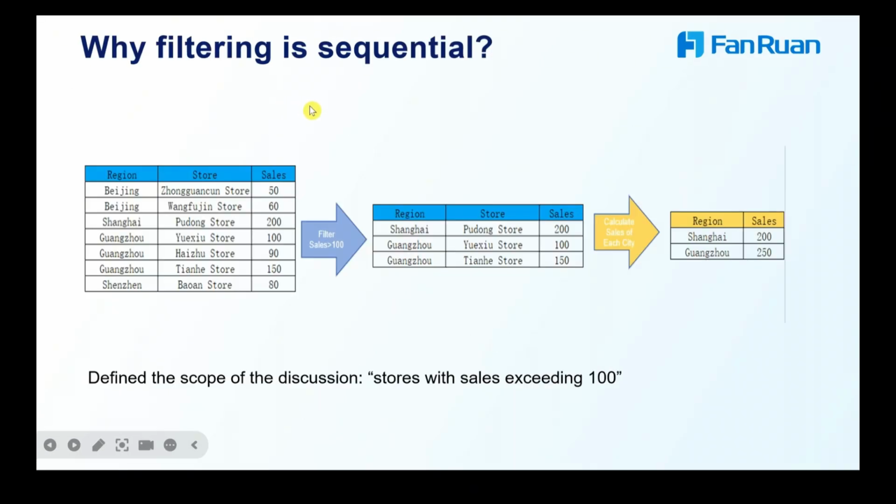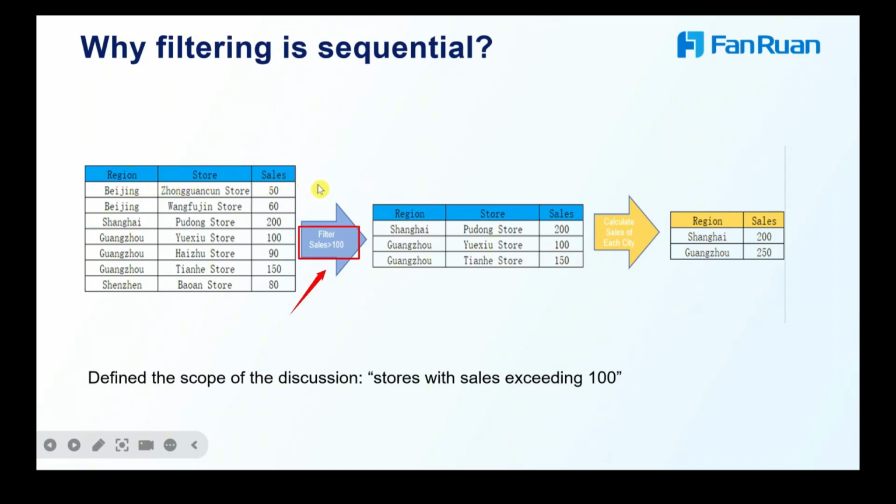Alright, let's look at the first part, the initial filter level. First, I have a question for you. Why would filtering have a hierarchy? Or why does the order of filtering matter? Check out this example. On the left here, we have a detail table with regions, branches, and sales.